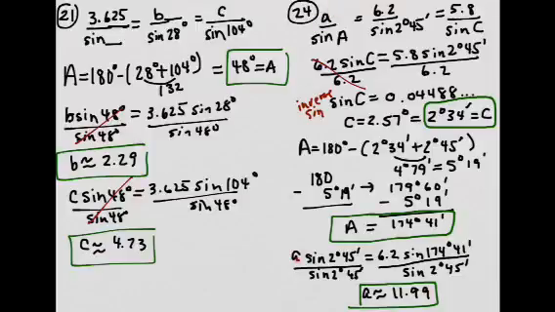So here's the work. A sine 24.5 equals 6.2 sine 174.41. Divide by this here on both sides, so that will leave A by itself. Plug it into the calculator, the right hand side, and you get 11.99.